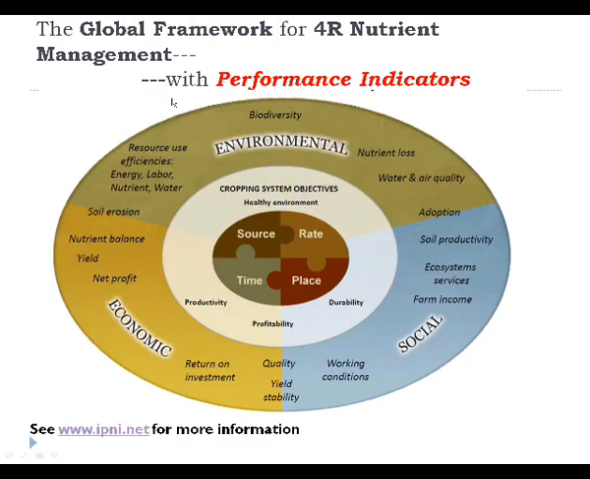Along with that, we have performance indicators for those various 4Rs, and things like biodiversity, nutrient losses, water quality impacts, yield, obviously an economic side, return on investment. And from a social side, its impact on farm income, working conditions, soil productivity, and what we call ecosystem services. Things like, is the water supply from this agricultural area being deteriorated so that we don't want to drive our boats or we can't fish in the streams, and that type of thing.